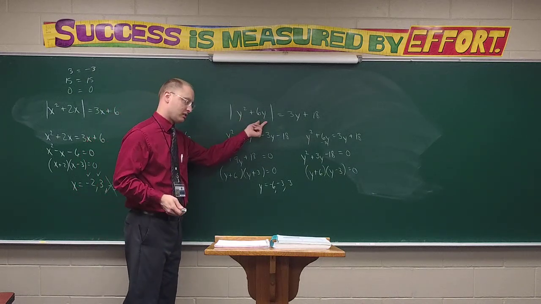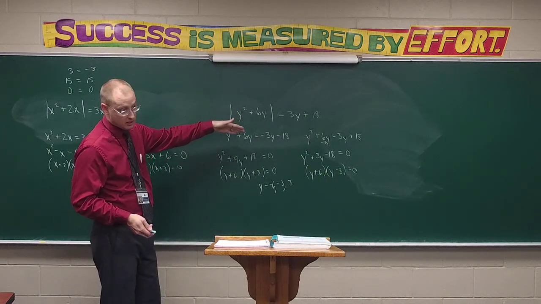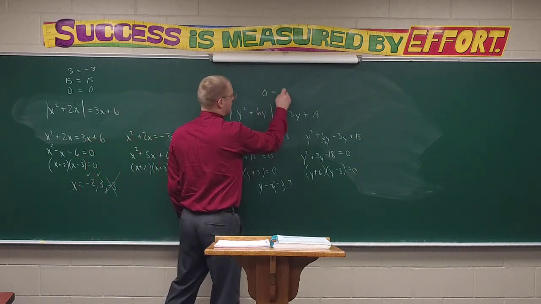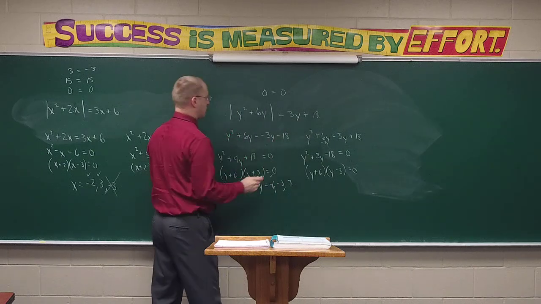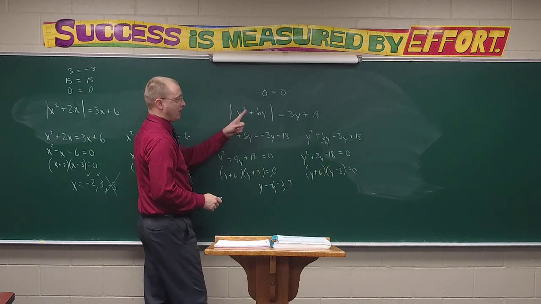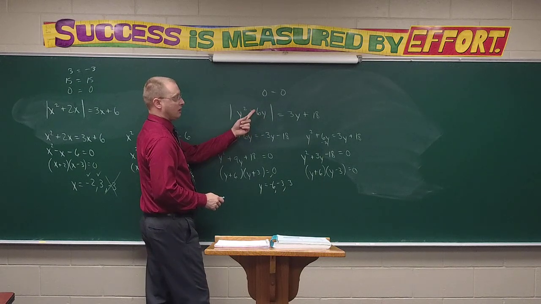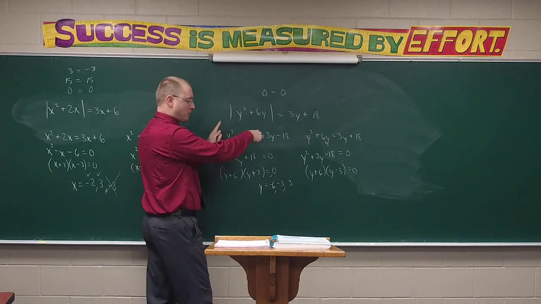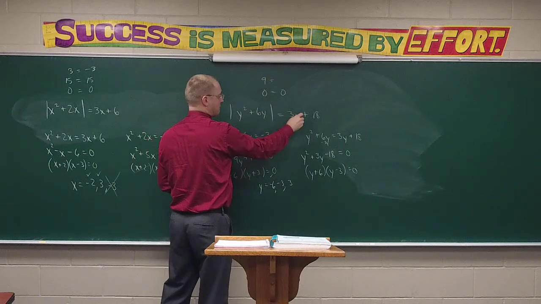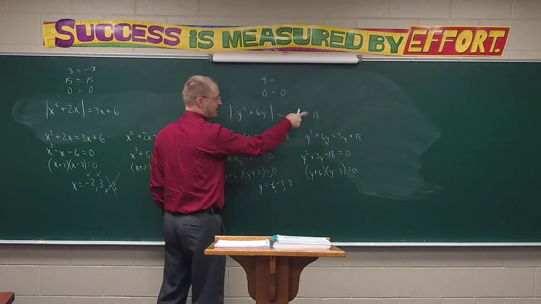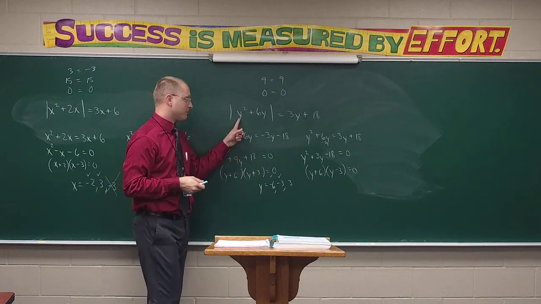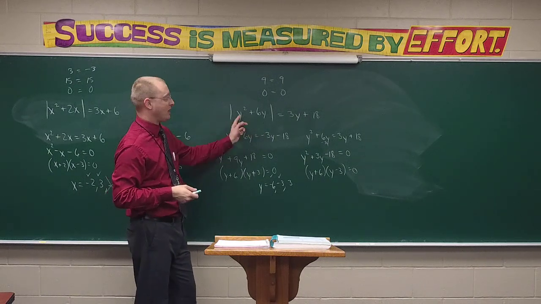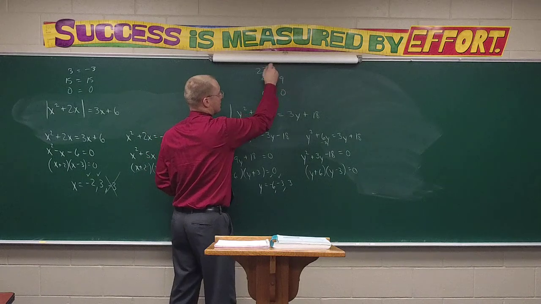6 times negative 6, 36 and negative 36, 0, opposite side 0, 0. 3 times negative 6, negative 18 plus 18, that one checks. Let's try the negative 3. Square the negative 3, 9, negative 3 times 6, negative 18, 9 minus 18, negative 9, but the absolute value of negative 9 is 9. 3 times negative 3, negative 9 plus 18, still 9. That one for a moment there I thought wouldn't check, but it did. 3 squared, 3 times 6, 9 plus 18, 27, you're right.